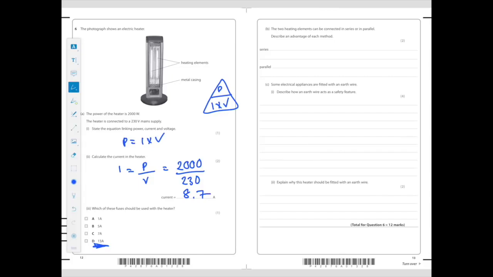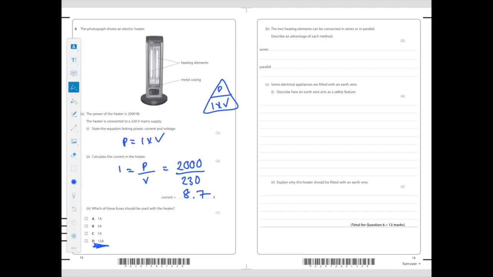The two heating elements can be connected in series or parallel. Describe an advantage of each method. So with parallel, the obvious advantage is that you have independent control, so you can turn on and off the heating elements independent of each other, so you could just have one on or both on at the same time. The series one is a bit more of a state the obvious. Here you can use a single switch only to control both heating elements.